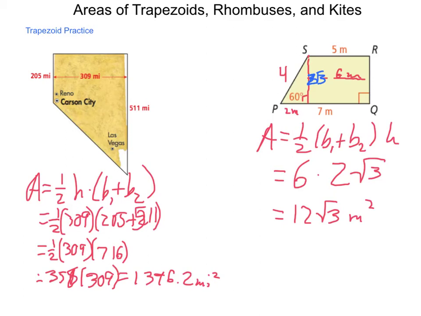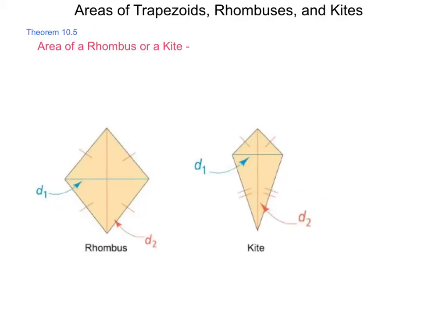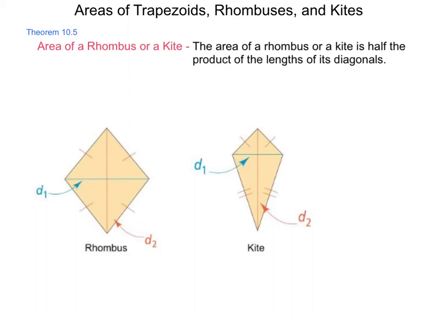Now we need to work on our kites and rhombuses. So the area of a kite or rhombus, which is theorem 10.5, is half the product of the lengths of the diagonals. So what this means is, as we're looking, area equals 1/2 D1 times D2. And those diagonals are typically always shown or can easily be found. Now, bear in mind a rhombus, one of the subgroups of that is a square, so we could also use the same method for a square if we don't know the length of one side of that square.